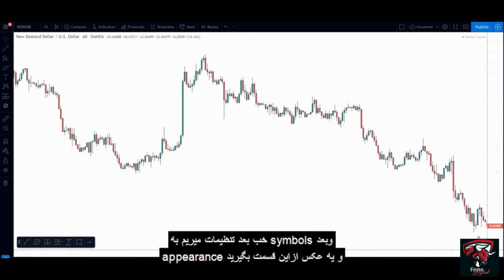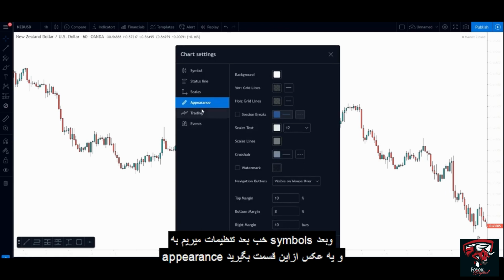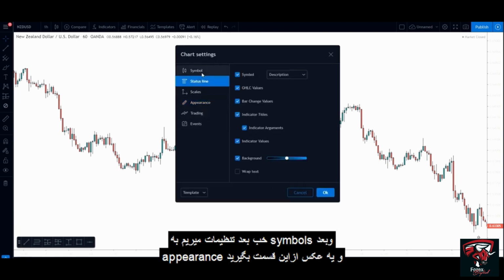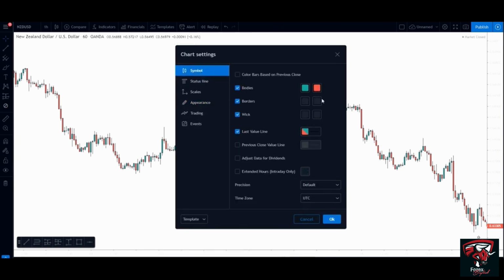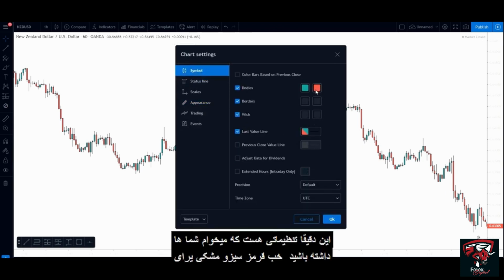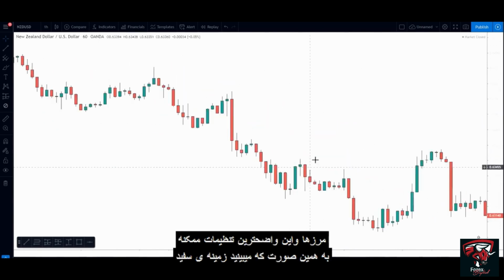If I go to settings and go to my appearance, we go to symbols. Take a screenshot of this, and this is the exact setup I want you guys to have. Okay, red, green, and then black for the borders and wicks. This is going to be the most clear setup possible. Okay, and that's how you're going to get this coloring.